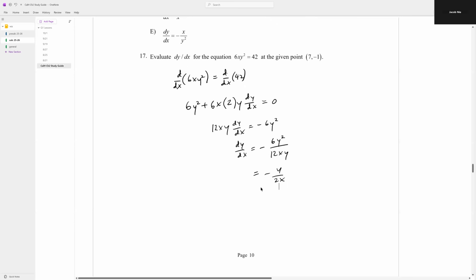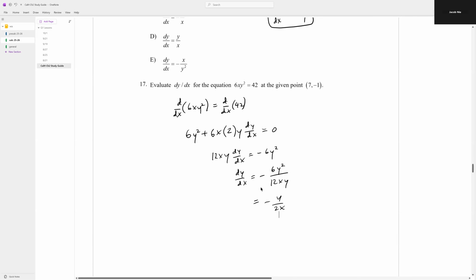All right, so my final step is just going to be plugging in the values that I'm given. So I'm told that x equals 7 and y equals negative 1. That means dy dx equals negative of negative 1, which is positive 1, over 2 times 7, which is 14. So that's my answer.